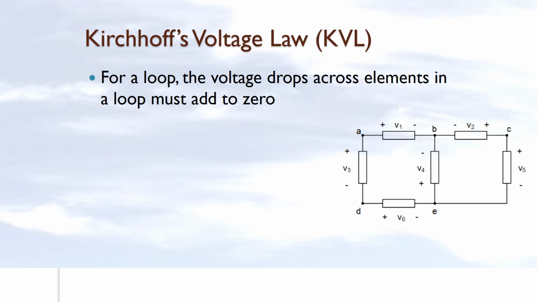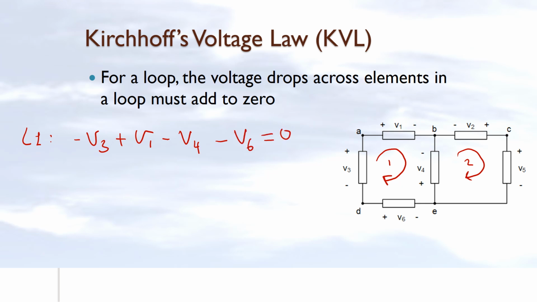The second Kirchhoff law that we have is the voltage law. The voltage law tells you that the voltage drop within a loop across all elements should sum to zero. So in this figure we have two loops. So this is loop number 1 and this is loop number 2. So in loop number 1, if you wrote a KVL, it should be minus V3 plus V1 minus V4 minus V6 equal to 0. Likewise, for loop 2, we have V4 minus V2 plus V5 equal to 0.